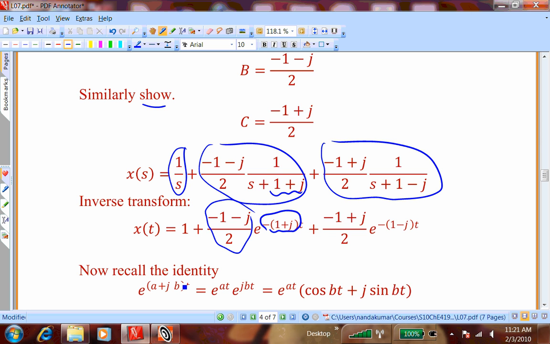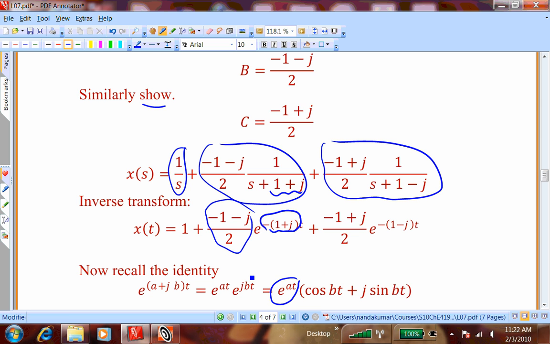This is nothing but e to the power a multiplied by e to the power jbt, which is the power law, right? We're just repeating that. And then e to the power at are real numbers. So e to the power at remains as e to the power at, but e to the power jbt, j being a complex number, there's something called De Moivre's theorem. I don't know if you remember that.